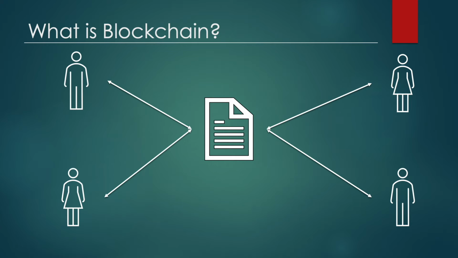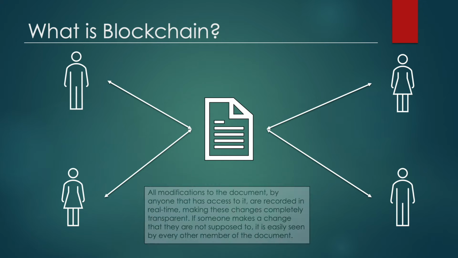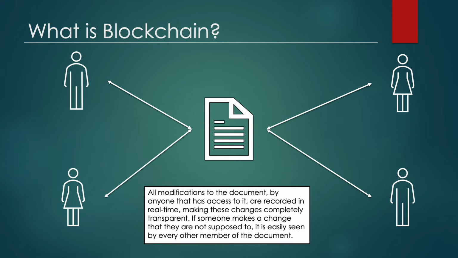A great analogy of blockchain is a Google document. I can create a document and share it with a number of people, hence the document is distributed instead of transferred. This creates a decentralized distribution chain that gives everyone access to the document at the exact same time. All modifications to the document by anyone that has access to it are recorded in real time and available to everyone else, making these changes completely transparent. If someone makes a change that they're not supposed to, it's easily seen by every other member of the document.